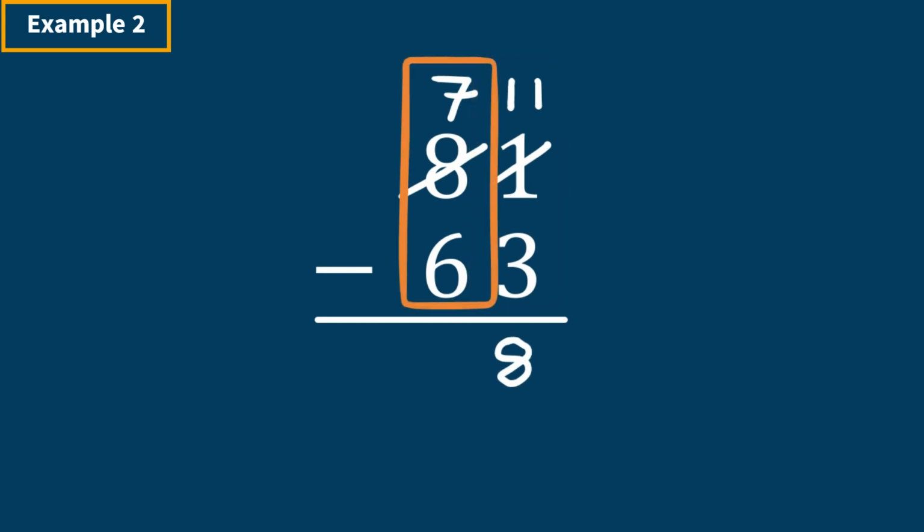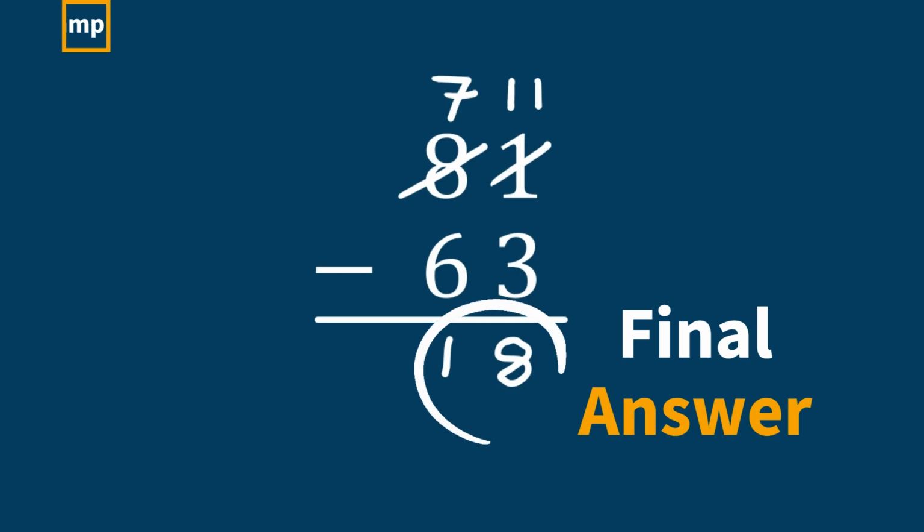Now let's look at the second column. We have 7 minus 6. That's going to give us a 1. So 18 is our final answer.